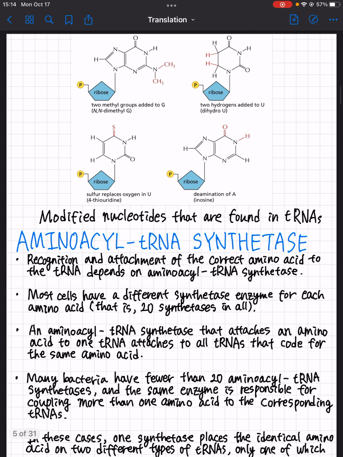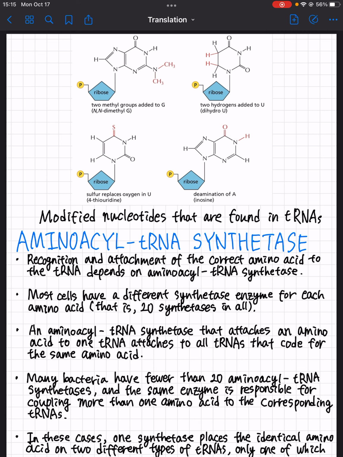So, we now consider how each tRNA molecule becomes linked to the one amino acid in 20 that is its appropriate partner. Most cells have a different synthetase, aminoacyl-tRNA synthetase enzyme, for each amino acid. That is 20 synthetases in all. And one attaches glycine to all tRNAs that recognize codons for glycine. Another attaches alanine to all tRNAs that recognize codons for alanine, and so on.